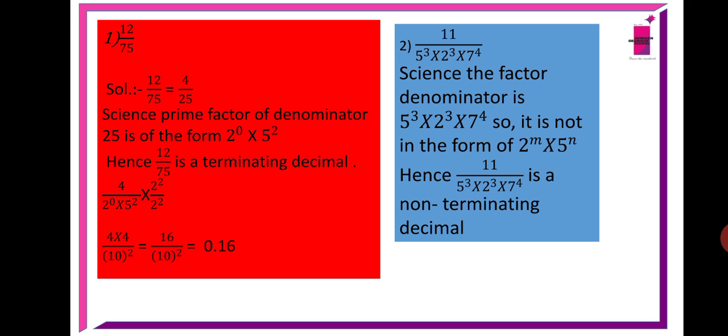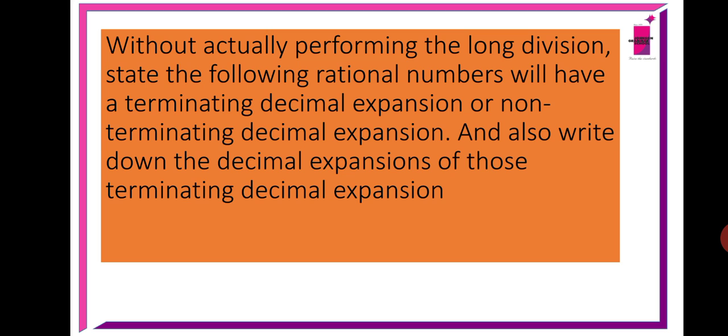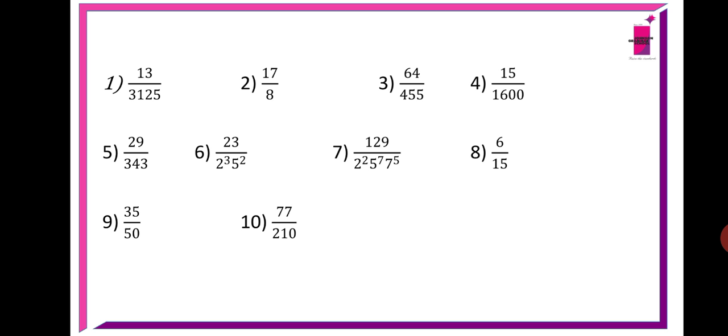Now the second example, 11 by 5 cube into 2 cube into 7 power 4. Since the factor of the denominator is 5 cube into 2 cube into 7 power 4, it is not in the form of 2 power m and 5 power n. Hence 11 by 5 cube into 2 cube into 7 power 4 is a non-terminating decimal. You can check here without actually performing the long division. We can say whether a rational number has a terminating or non-terminating decimal expansion, and we can also write the decimal expansion of terminating decimals without actually dividing.